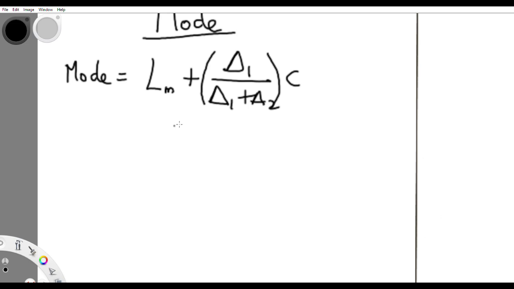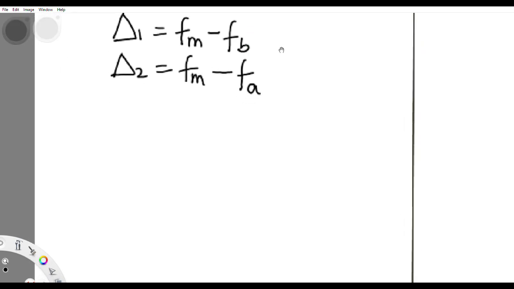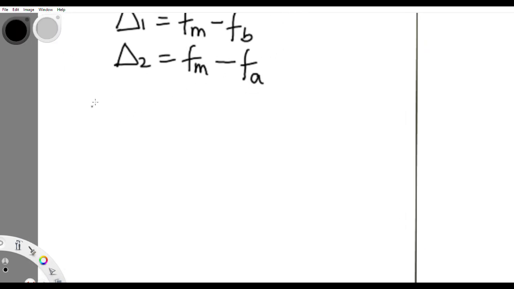Yeah, I know you must have seen something different. Well, it's still the same thing, just the expansion of delta. Now where delta 1 is the frequency of the modal class minus the frequency of the class before it, and delta 2 is the frequency of the modal class minus the frequency of the class after it. Okay, with that knowledge, let's try a question.